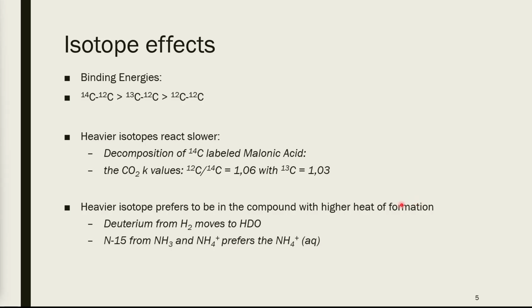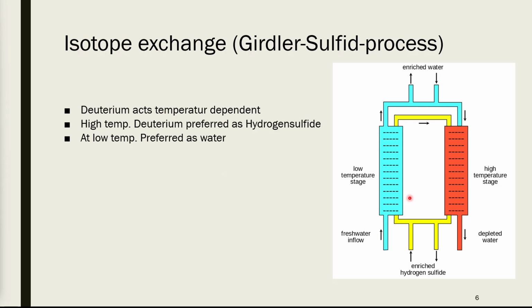And now on to how to enrich for deuterium. Deuterium acts temperature dependent, meaning that at higher temperature the deuterium prefers to stay as hydrogen sulfide, and at low temperatures it prefers to stay in the water. This is the equilibrium that we are looking at. For example, if we have just normal H2O and then deuterium containing hydrogen sulfide, we can switch the deuterium from each compound depending on the temperature. This is done via the Girdler sulfide process.